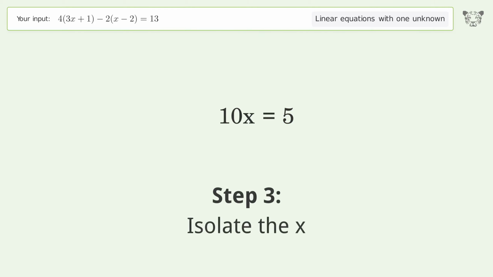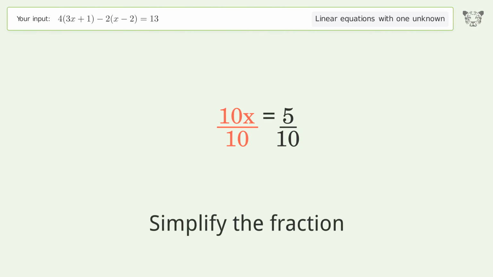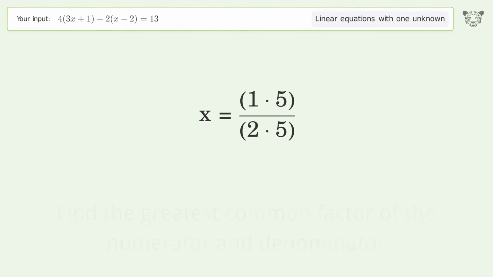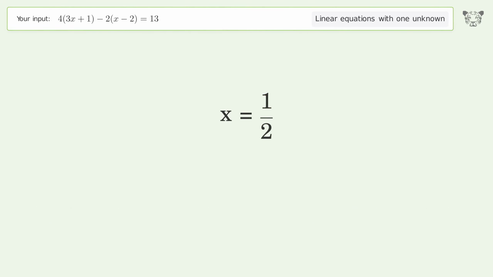Isolate the x. Divide both sides by 10. Simplify the fraction. Find the greatest common factor of the numerator and denominator. Factor out and cancel the greatest common factor. And so the final result is x equals 1 over 2.